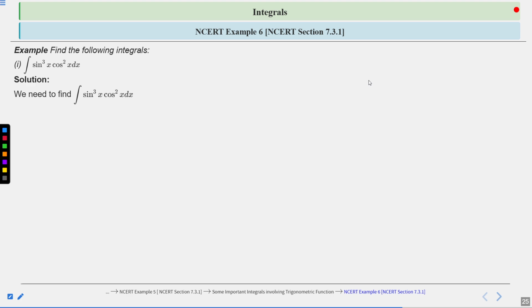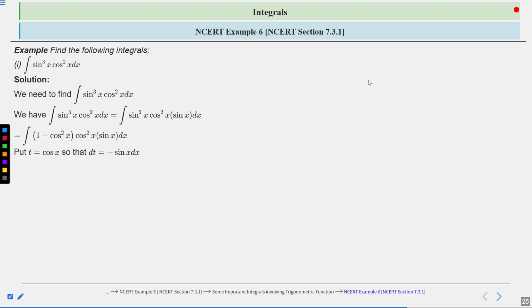We need to find integration of sin cube x cos square x dx. We can write sin cube x as sin square x into sin x. So the integral will be equal to integration of sin square x cos square x into sin x dx. We can write it as (1 minus cos square x) into cos square x into sin x dx.